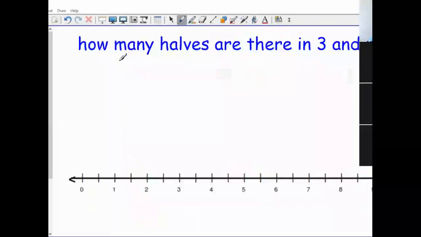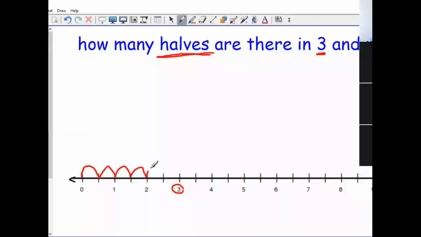Okay, how many halves are there in 3? I can make it in 2 ways. The first way, using the number line. I want to count in steps of half until I land on 3. Okay, this is 3. Let's count in steps of half. 1 half, 2 halves, 3 halves, 4 halves, 5 halves, 6 halves. So 6 halves is the same as 3.